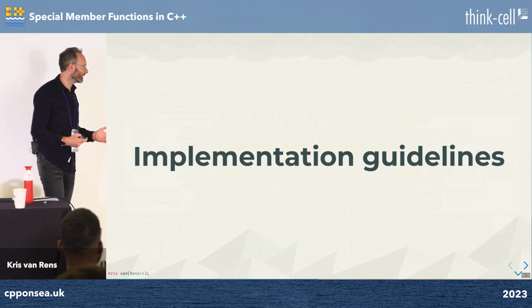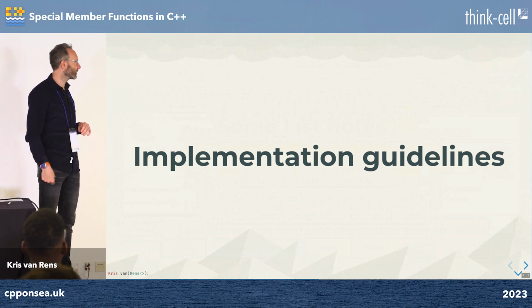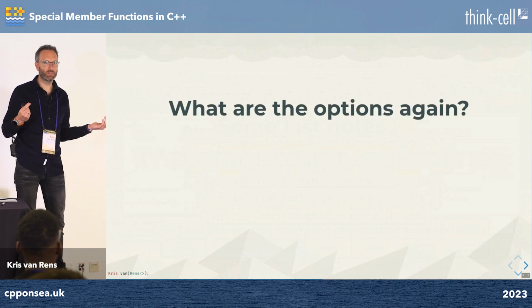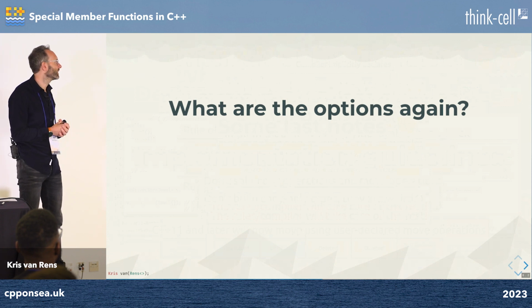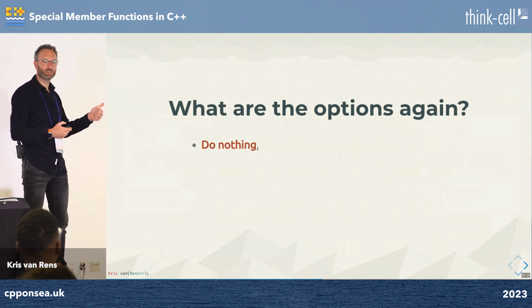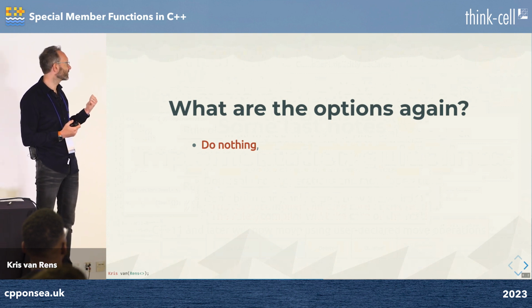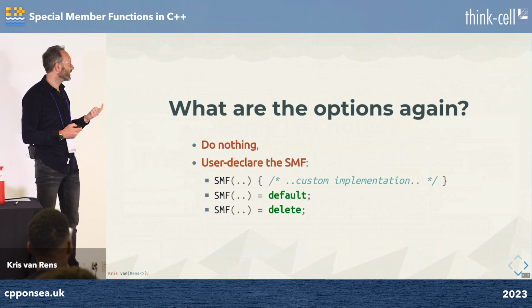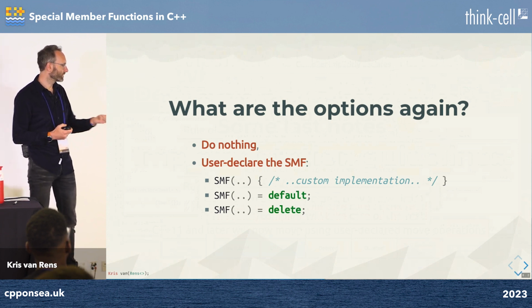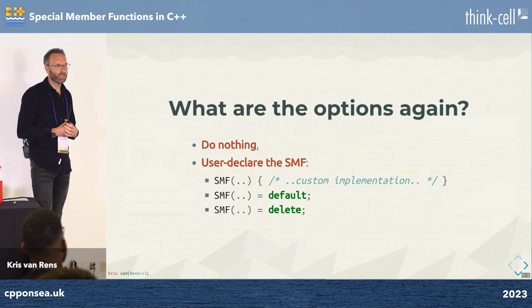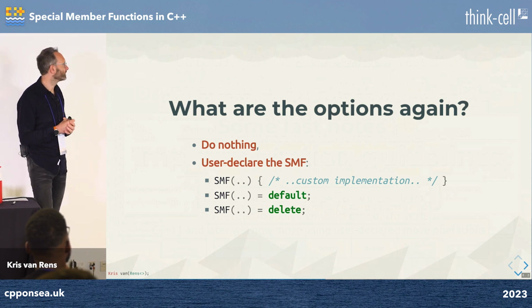Before we do that, I'm just going to re-show a slide from earlier, which is what are the options again if we are going to implement special member functions. Well, we can do nothing, which is by far obviously the cheapest way, or we can declare it by either custom implementing, requesting a default from the compiler, or requesting the compiler to delete the function.